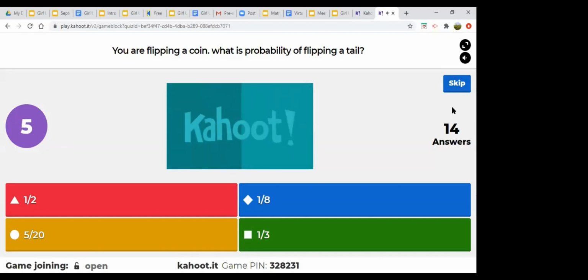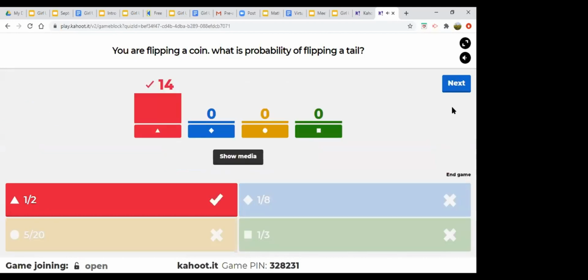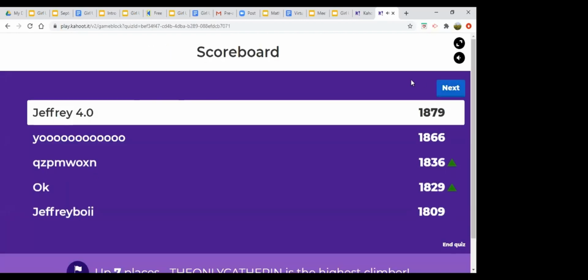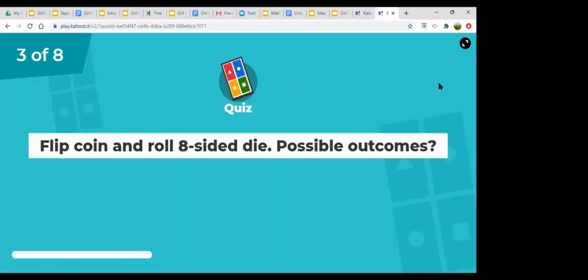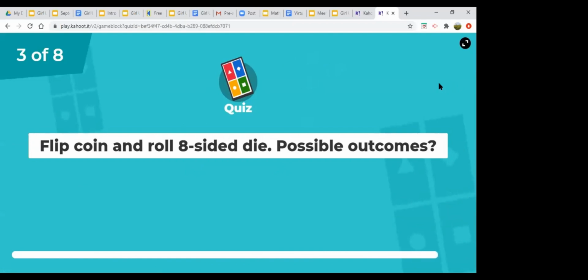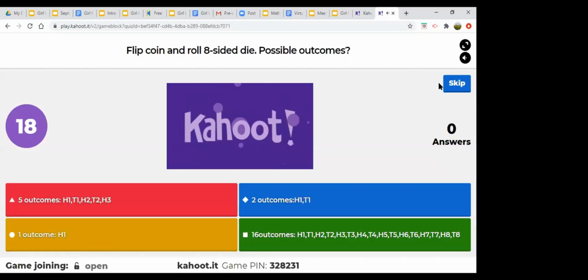You're falling into a pool. What's the chance of surviving? Okay, let's just ask you a question. You fall into a pool. What's the chance that you know how to swim? One third. Why? Who knows? Eight sided die. Huh?